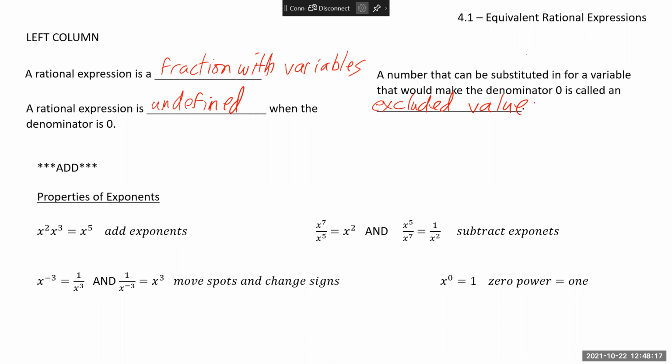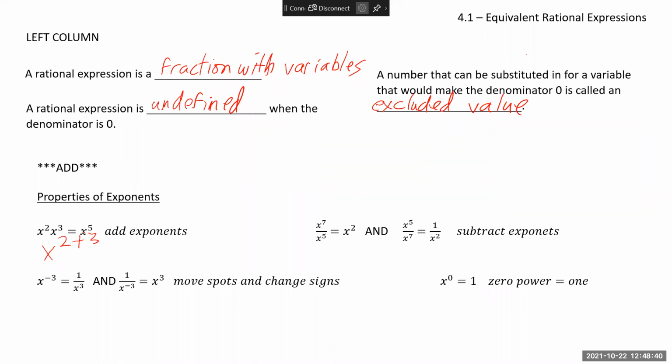Now, the rest of this down here says add. You can add this into your notes if you need to. This is all stuff that you would have learned back in Math 1. Maybe you saw it again in Math 2. But as a quick reminder, if I have x squared times x cubed, that's the same as x to the 2 plus 3. You add those exponents together, which makes x to the 5th power.